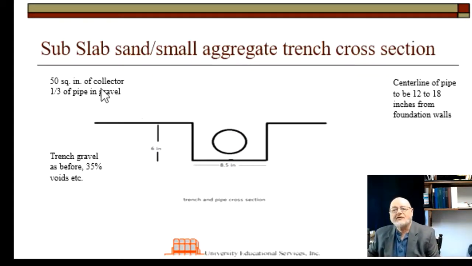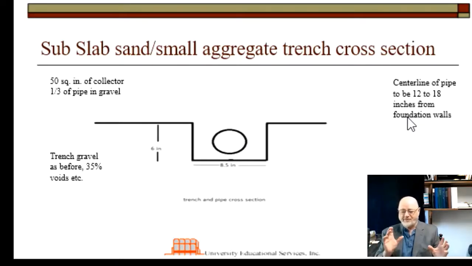And it'll satisfy the requirement of 50 square inches of collector. Satisfies the case that a third of the pipe is in the gravel. These are all minima. And so here, the whole pipe would be in the gravel. And the trench gravel is supposed to have 35% of void space, as in the other case with gravel. And I make an additional note here that the center line of the pipe is to be 12 to 18 inches from the foundation walls.